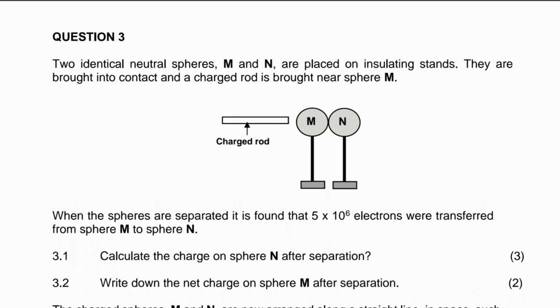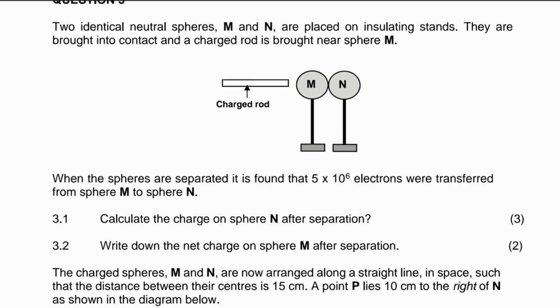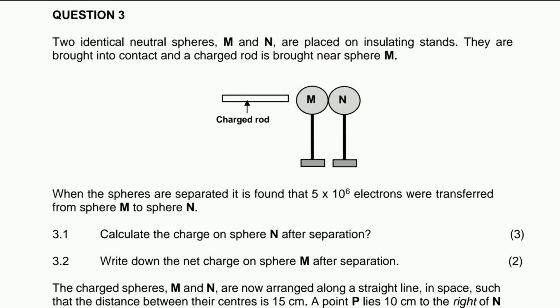But anyway, we're going to start with question 3. Question 3 is a very interesting question, which looks simple but is a little bit confusing, and there's something that you must learn there. Question 3 says two identical neutral spheres, and this is a very important word here, neutral spheres. So there is no charge. These spheres here, none of them has charge because they are neutral. So let's write here neutral.